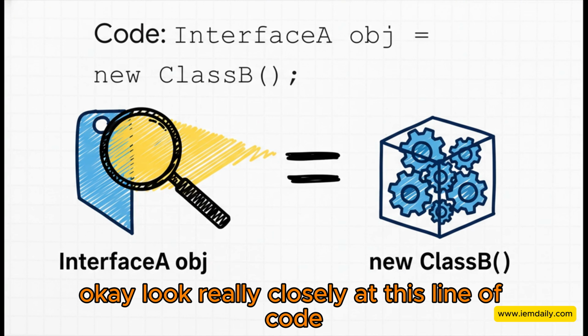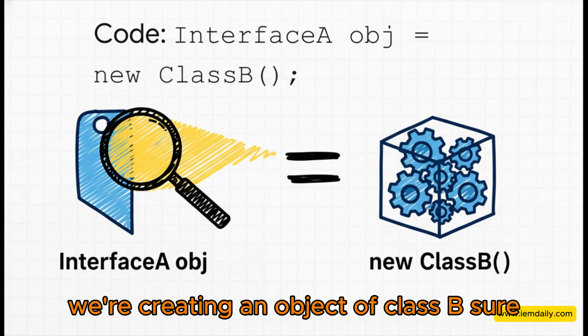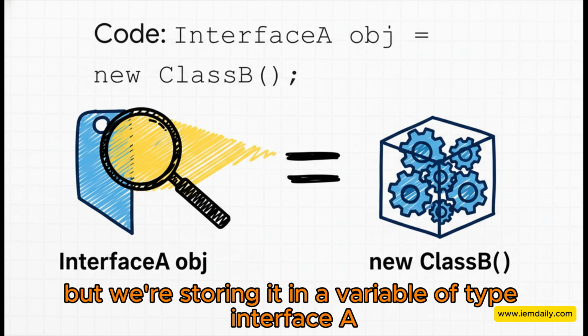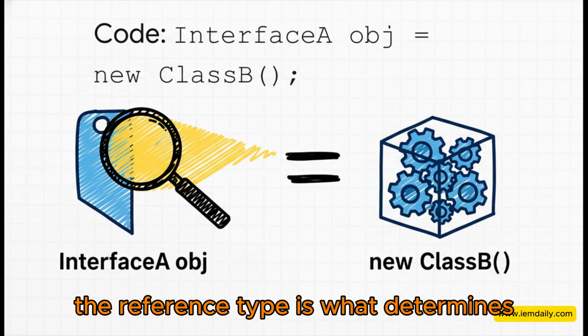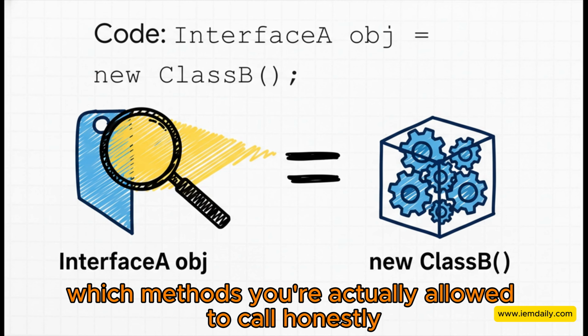Okay, look really closely at this line of code. We're creating an object of class B, sure, but we're storing it in a variable of type interface A. The whole key here is that the type on the left-hand side, the reference type, is what determines which methods you're actually allowed to call.